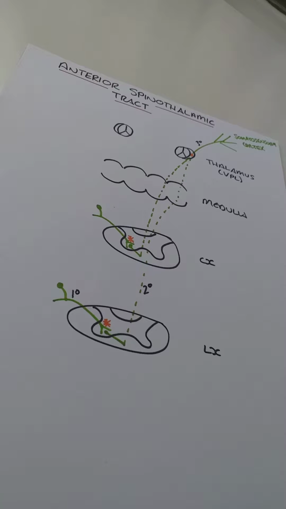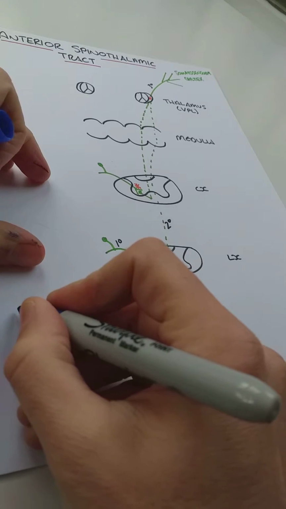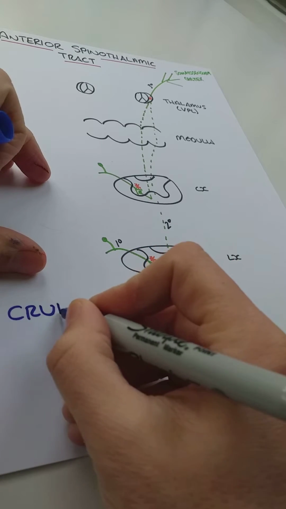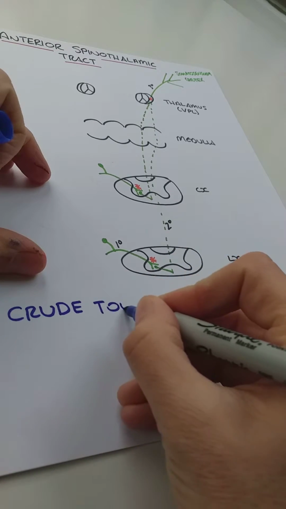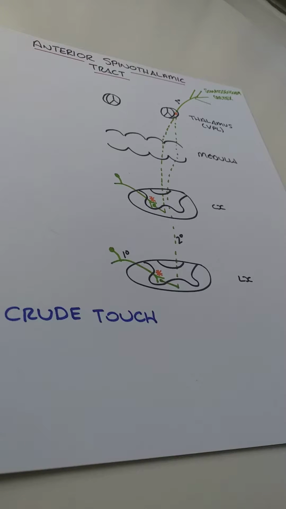What is the anterior tract all about? So, hang on, let me get my colours right. And let me just check my notes in case I've got it wrong. So, anterior tracts. What is the function? Crude touch. So I always think of this as anterior, so front, crude touch, punch in the stomach. A punch in your front. That is a crude touch.